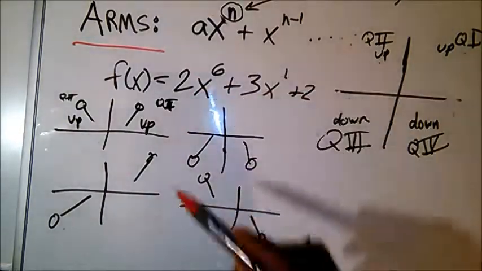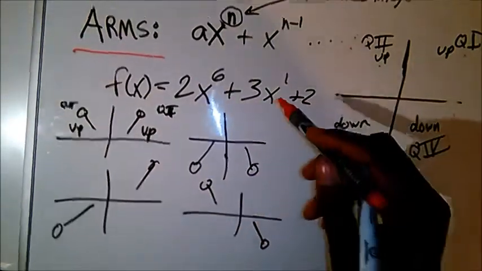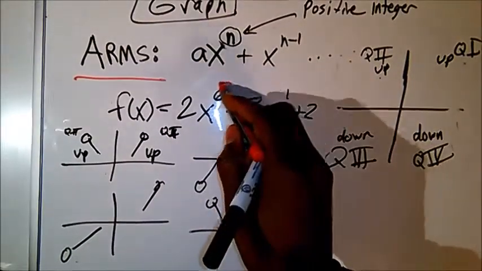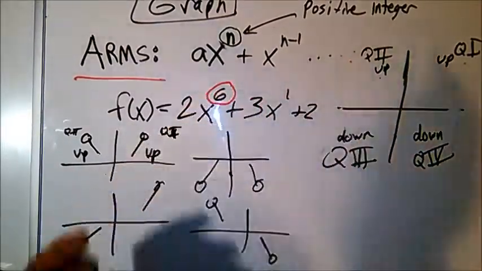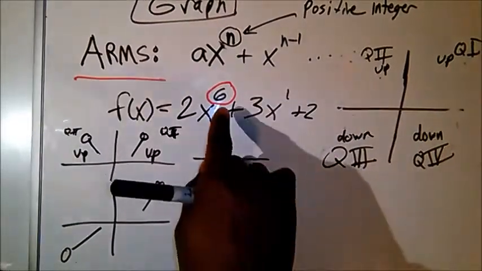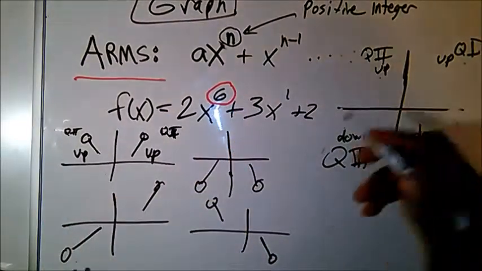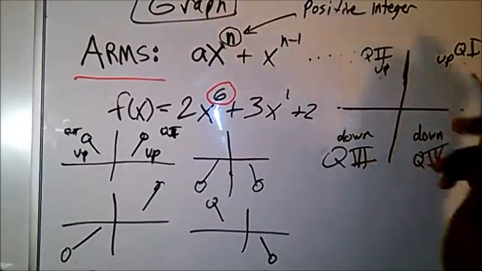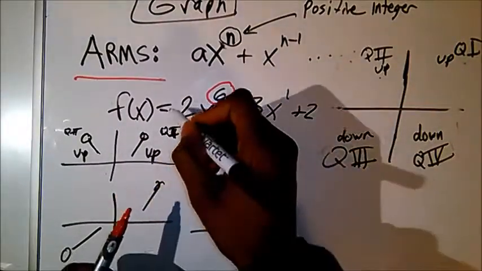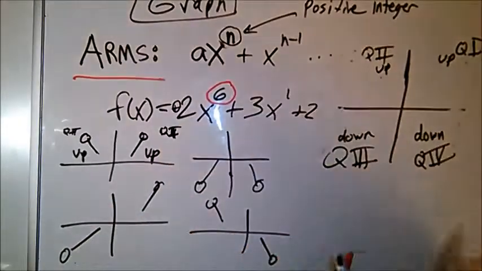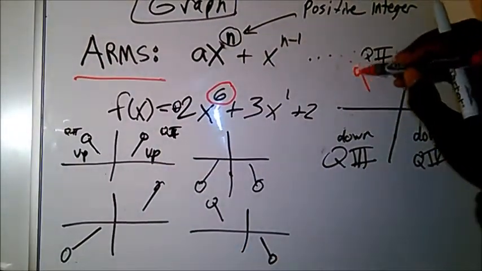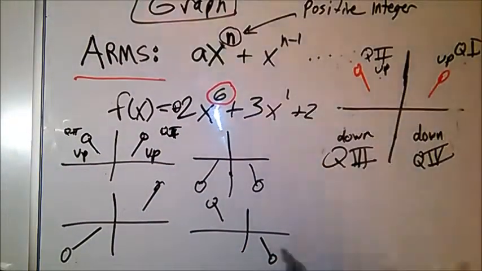So if we look at this function, the first thing we're going to look at is the power. The highest power is 6. Is 6 even or odd? 6 is even. And if it's even, like I said before, it's going to be facing up. And also, it's positive. So indeed, it will be facing up left, up right.